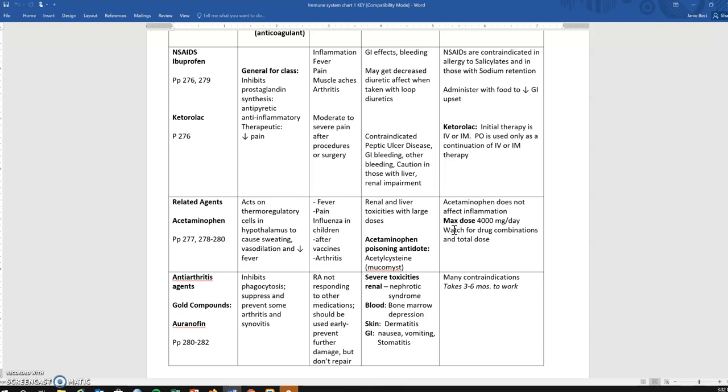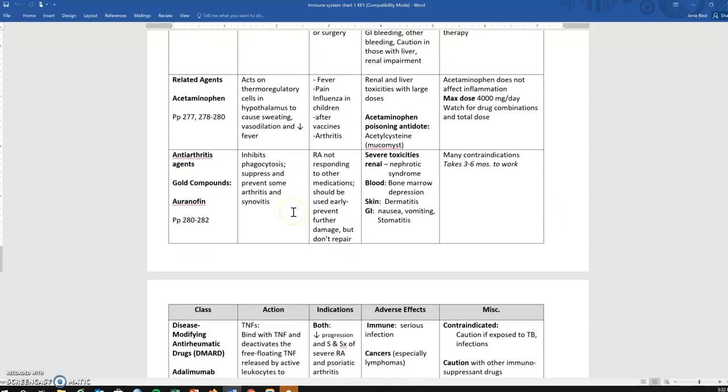These drugs, the main adverse effect would be GI and an increase in GI bleeding. So they're contraindicated for patients with peptic ulcer disease, a history of GI bleeding, and need to be used in caution with patients who have liver or renal impairment because of the body's inability to metabolize and excrete the drugs. They should also be administered with food to decrease that GI upset.